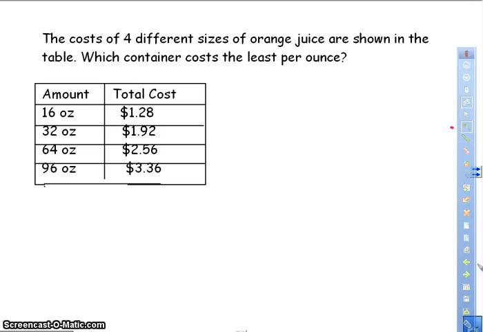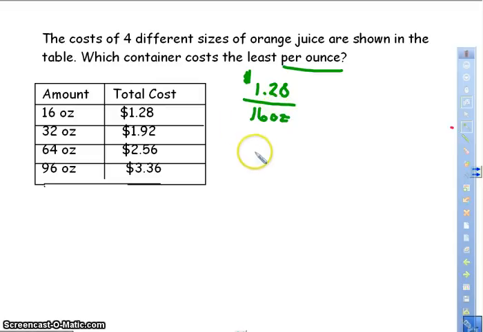Okay, so we need to find what the cost is going to be per ounce. So in this table, I have 4 different sizes of orange juice, and I want to know the cost per ounce. So because I want to know it per ounce, I'm going to take the price of $1.28, and I'm going to put it over the number of ounces in that particular container of orange juice. Since it's per ounce, the ounces have to be on the bottom. That's another thing you're going to have to pay attention to when you're doing these problems. So I have $1.28 per 16 ounces.